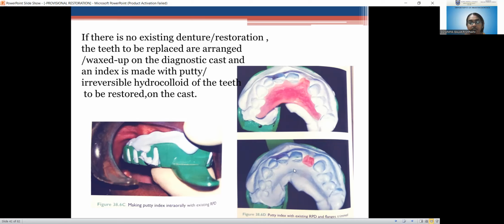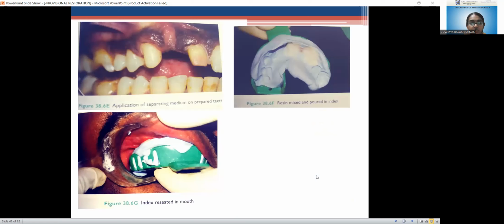After putty indexing with an existing RPD, all the flanges are trimmed. So the patient already has the RPD inside. We have taken the impression, this RPD is picked up in this impression, and then we have to trim the flanges from this RPD. Next, the patient has to be recalled, and we have to do the tooth preparation. After the tooth preparation, we apply the separating medium onto the prepared tooth.